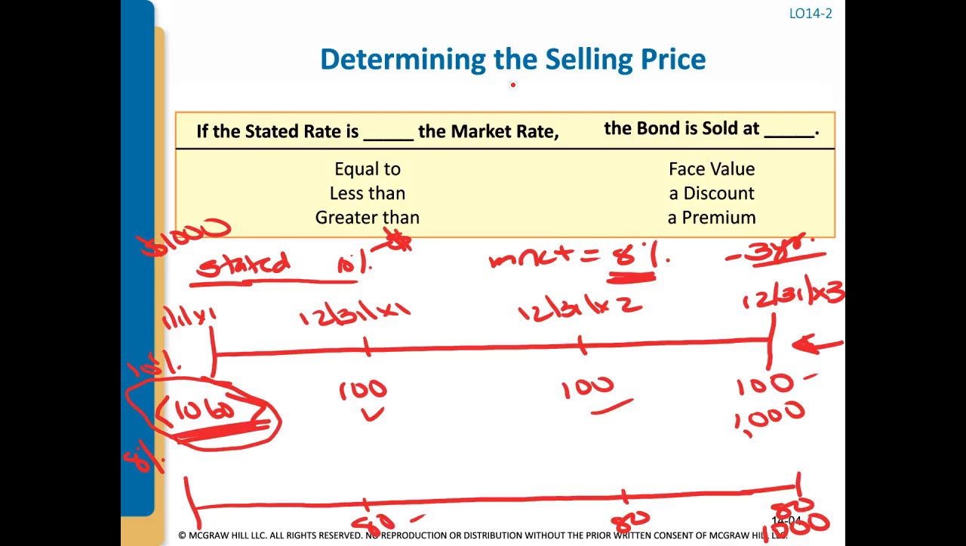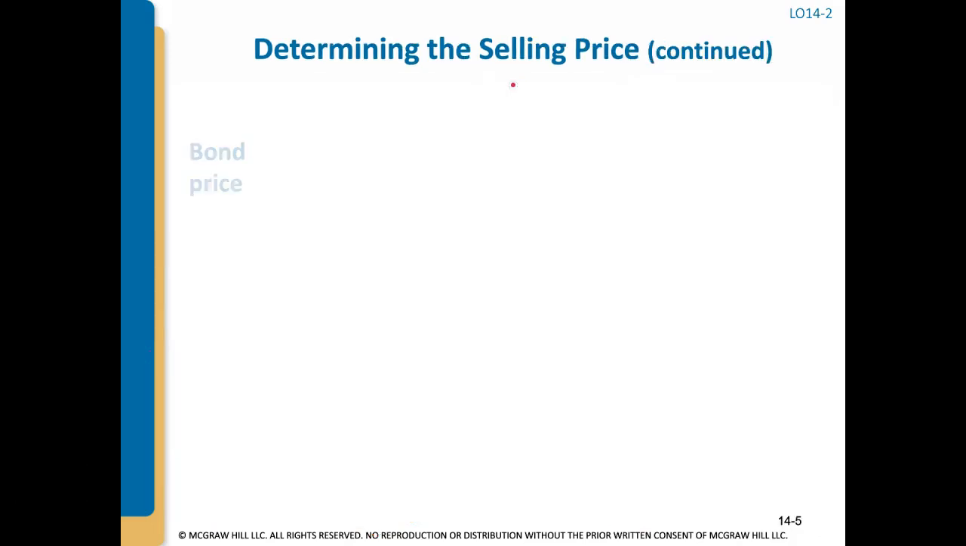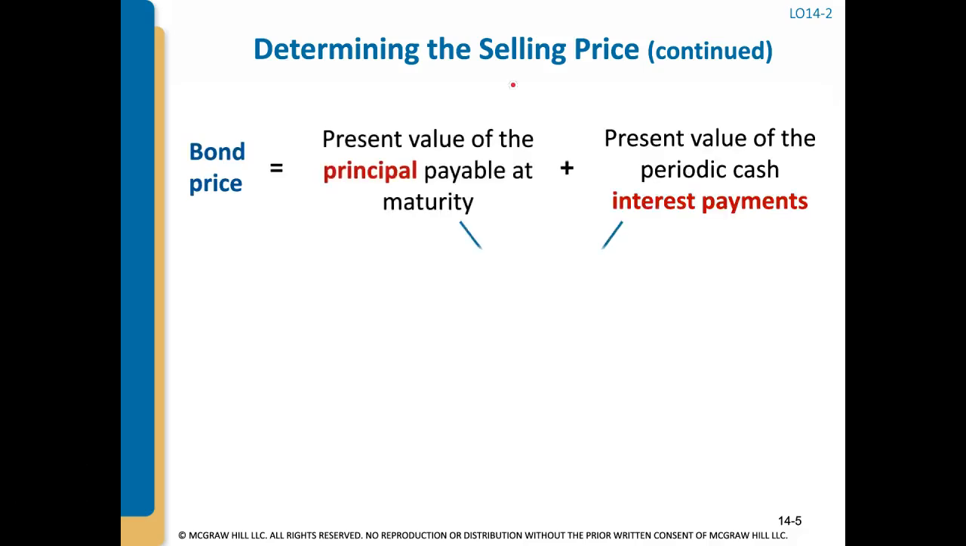I, as the bond holder, will have to pay Apple more than the face value because I am going to get more interest every year than what is being paid out in the open market. Which is why when the stated rate is greater than the market rate, like in my example, 10% stated rate, 8% market rate, the bond is going to be sold for more than its face value, which is called a premium. That's what we're talking about here.